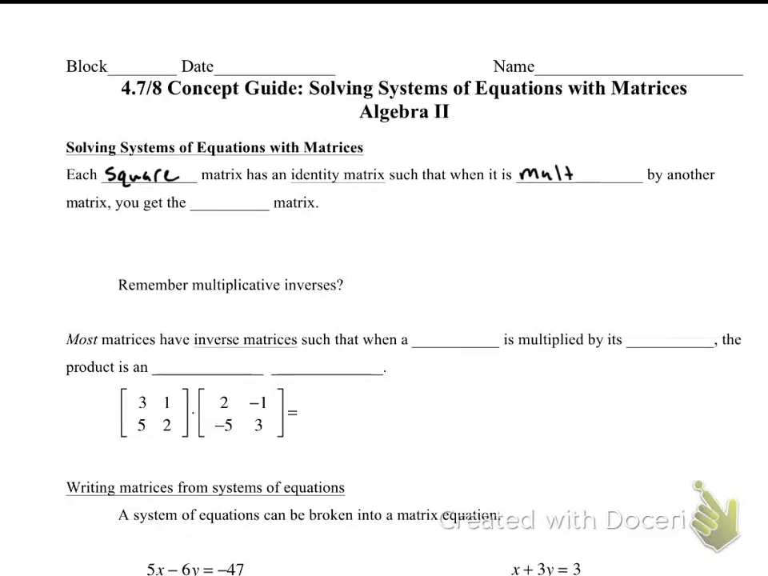Alright, last concept guide of the quarter, of the semester. 4.7-4.8, solving systems of equations with matrices.